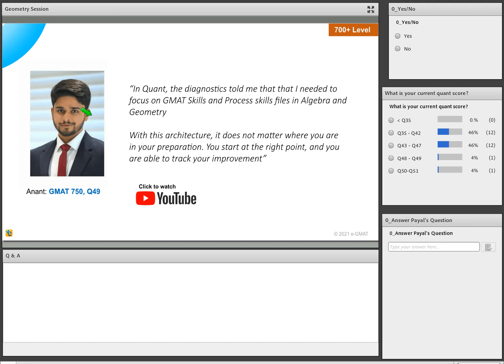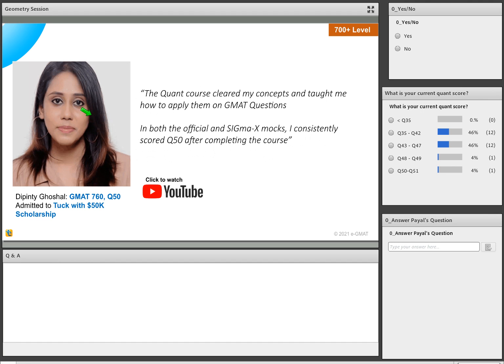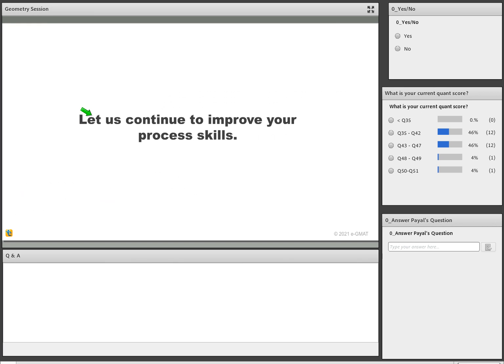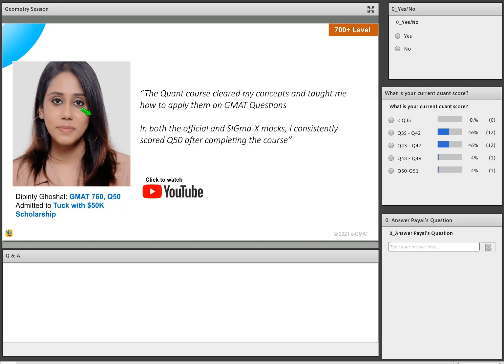Very important. As you're spending those 20 hours every week, you need to get feedback on whether you are headed in the right direction or not. That's something you must have. Dipinti got a Q50. "The quant course cleared my concepts and told me how to apply them on GMAT questions. In both official and Sigma X mocks, I consistently scored Q50 after completing the course." You can watch each one of these stories by clicking on the YouTube link here, and I will share these links with you as well.